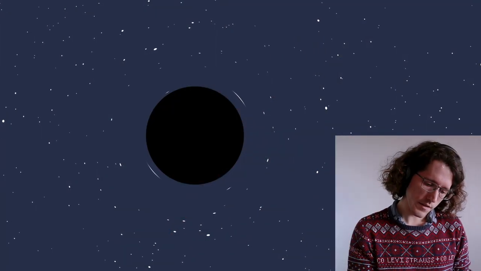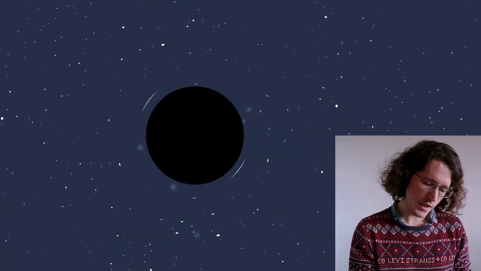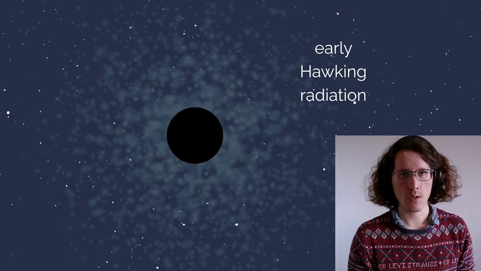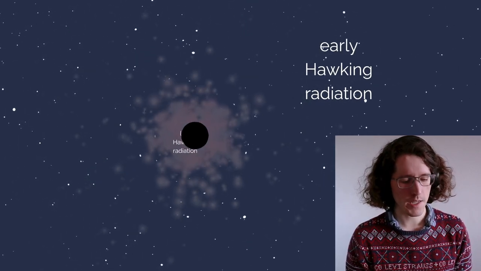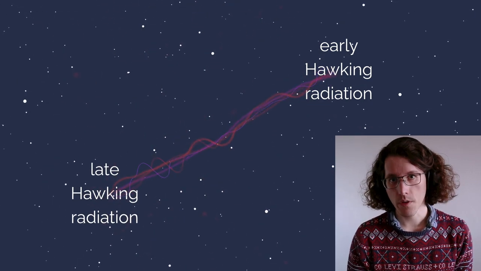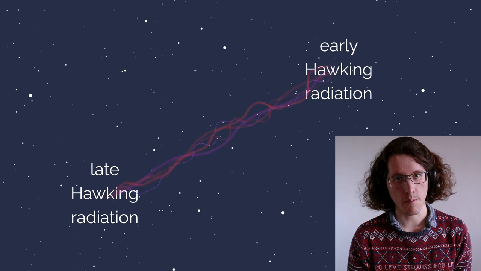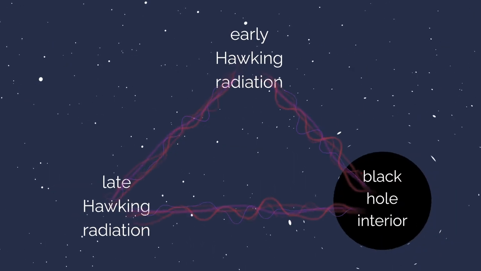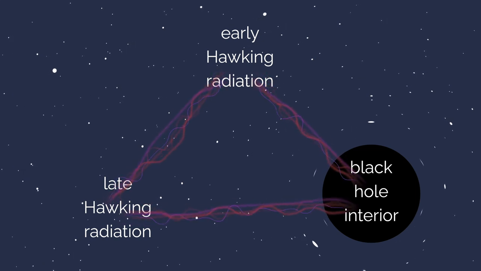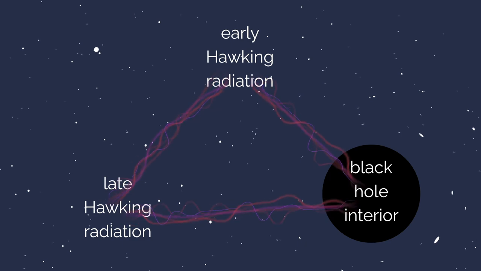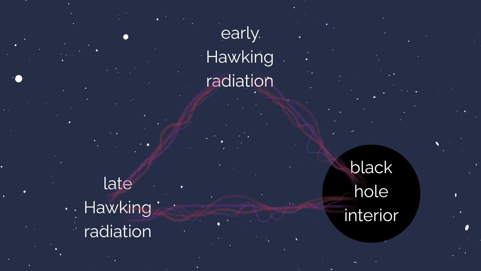The second consequence of the rules of entanglement is that the Hawking radiation that is emitted from the black hole early in its life has to be entangled with the Hawking radiation that it's emitted from the black hole late in its life. If this isn't true, then not all of the information can escape the black hole. So we have three different parts of our system: the inside of the black hole, the early Hawking radiation, and the late Hawking radiation. And they all need to be entangled with each other.